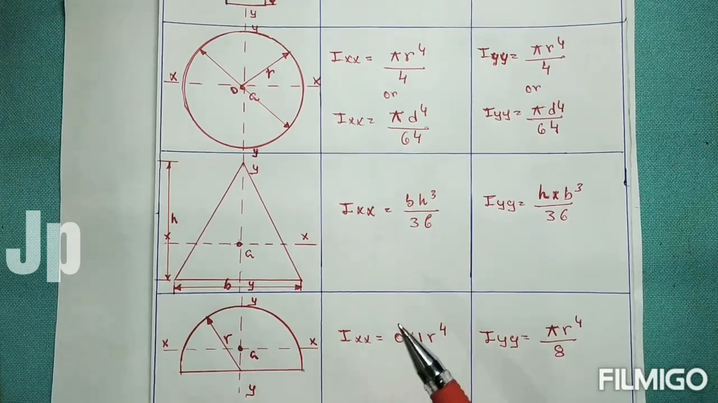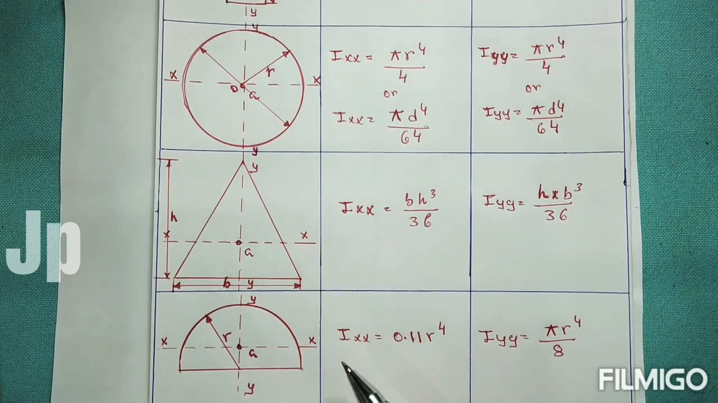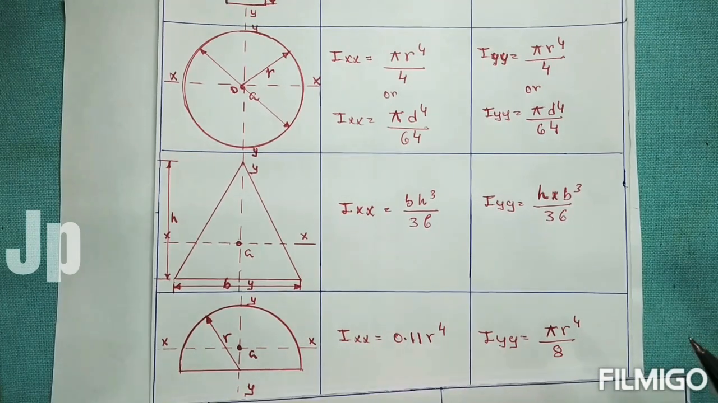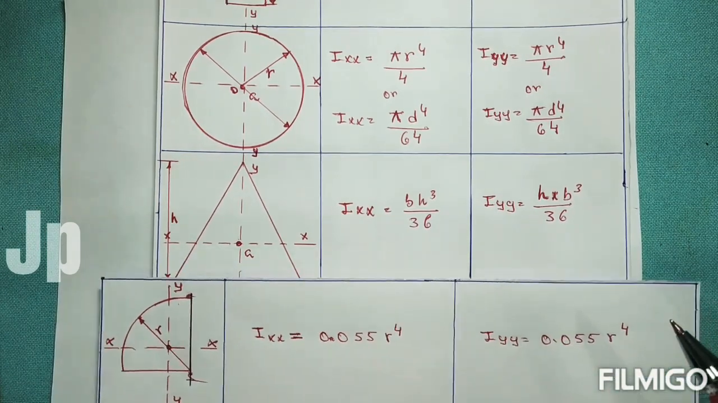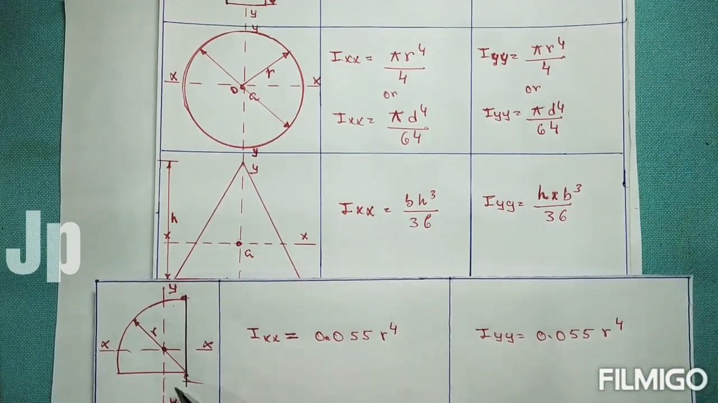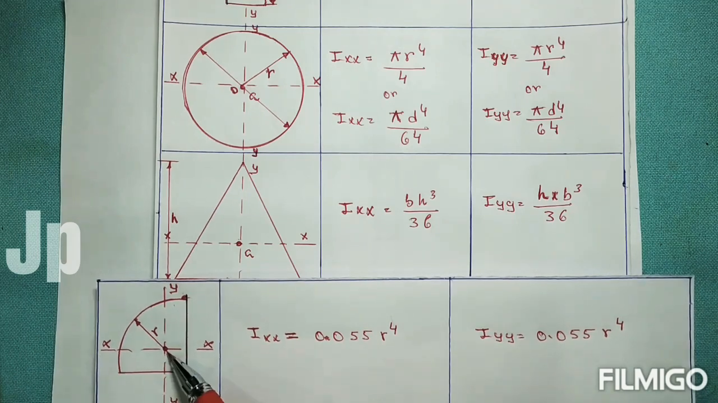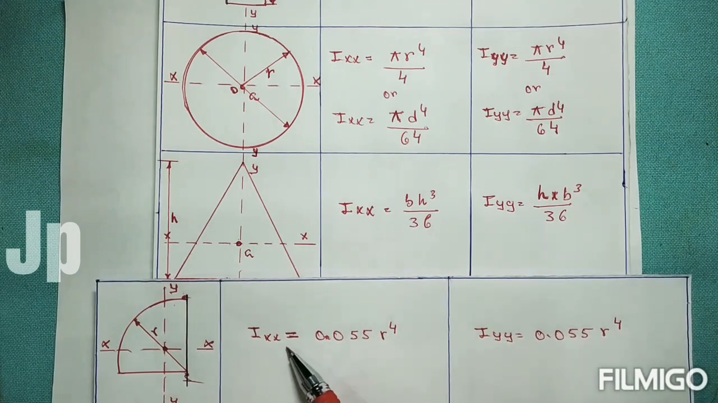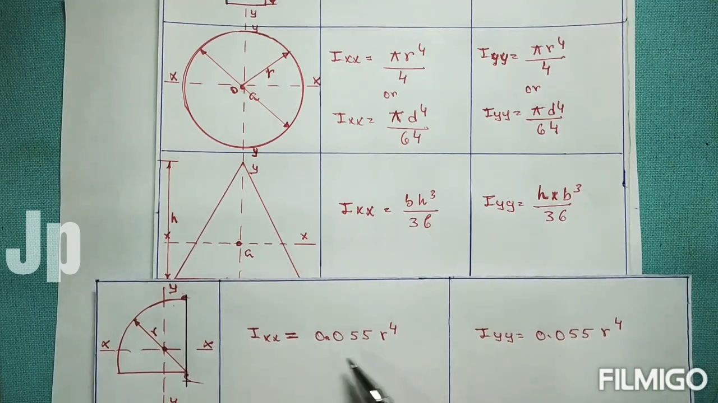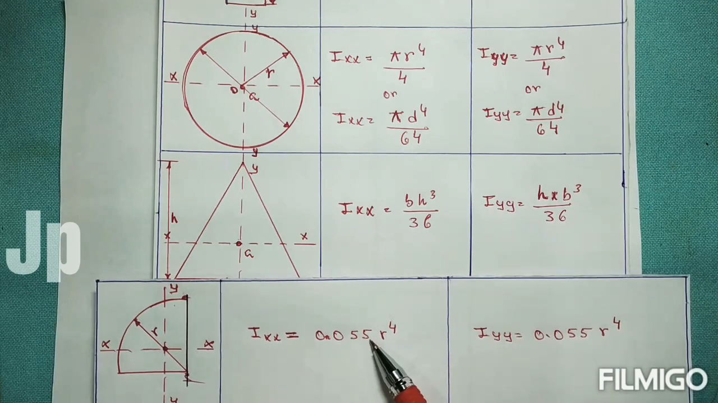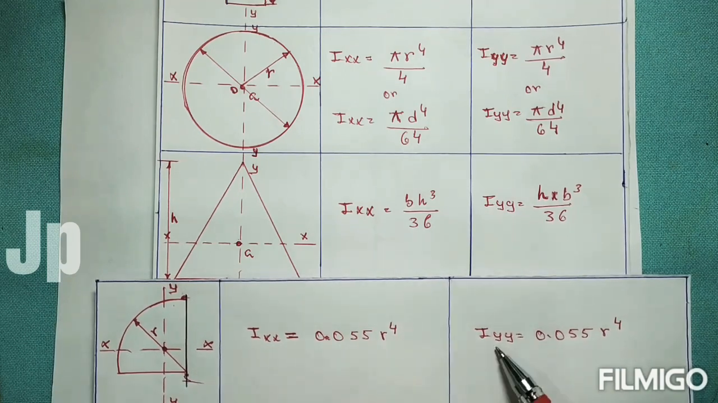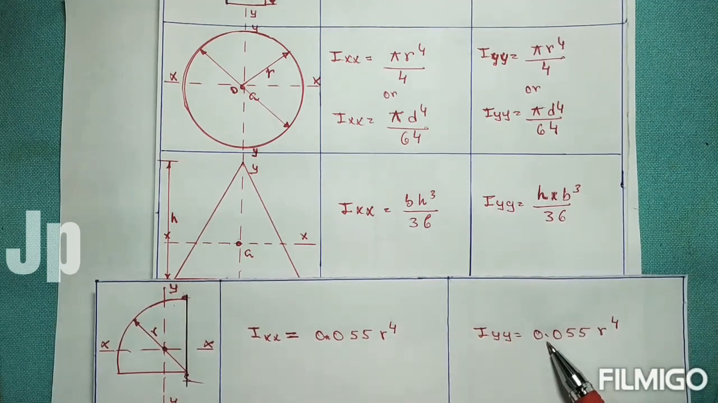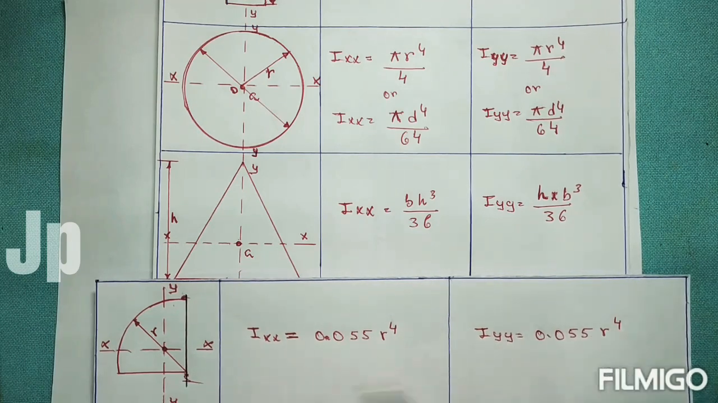So now we have seen the rectangle, circle, triangle and semicircle. Next I will show you the moment of inertia for a quarter circle. For the quarter circle you can see here, the CG will be here, and this will be the radius. The moment of inertia of the quarter circle along the x-axis will be 0.055 r to the power 4, and Iy is also equal to 0.055 r to the power 4. So in both directions it will be the same.